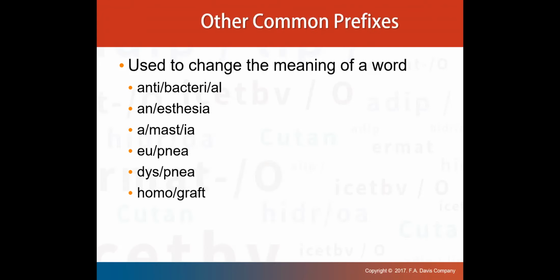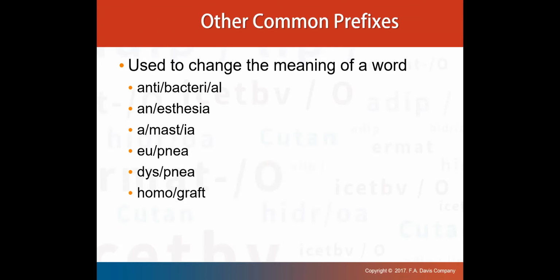And then here they're used to change the meaning of a word. So if you have the word bacterial, but then you put anti in front of it, well, an antibacterial is something that fights or kills bacteria, right? Anesthesia. So when we think about anesthesia, we don't realize that that's actually a prefix. So anesthesia is without being awake, right?